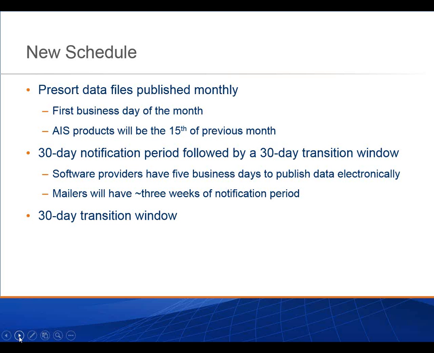And so with that slide, the move to monthly updates also needs to slide to September as well. Once we get to September, the new schedule is going to be that Presort data will begin to be published by the Postal Service on a monthly basis. As I noted, it'll be the first business day of the month.